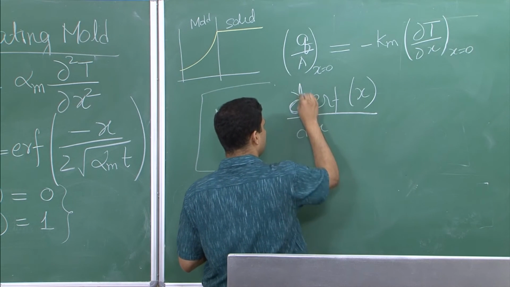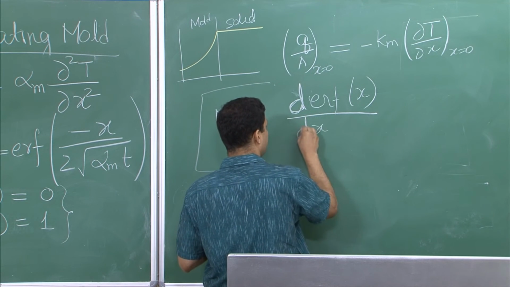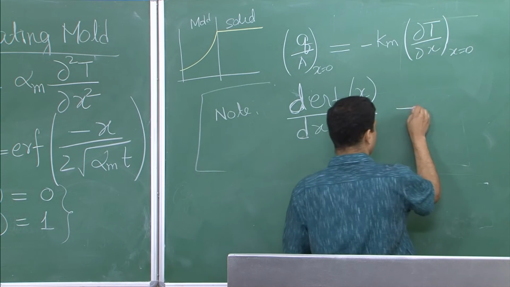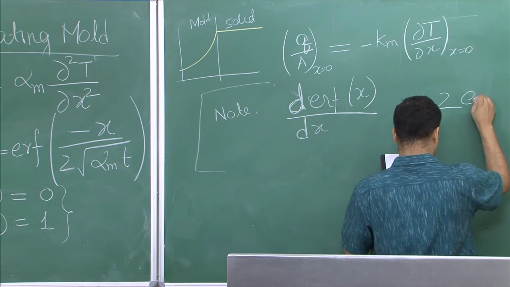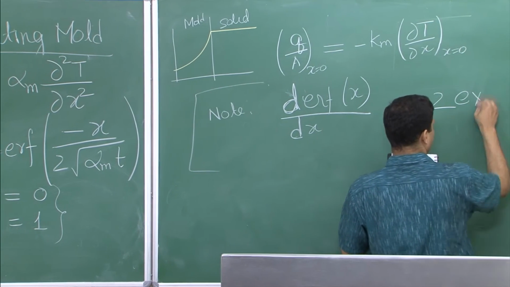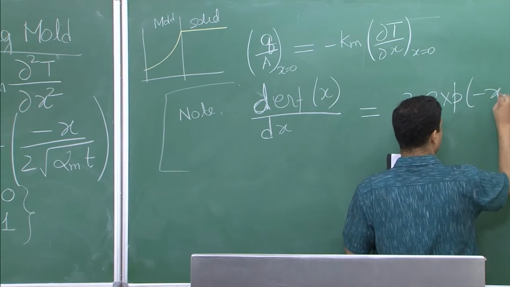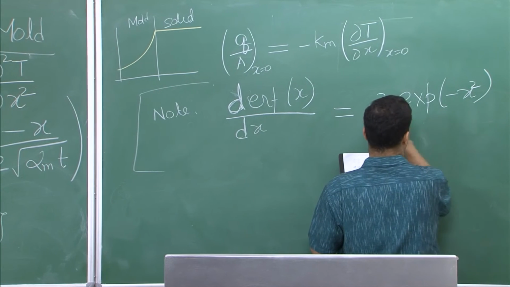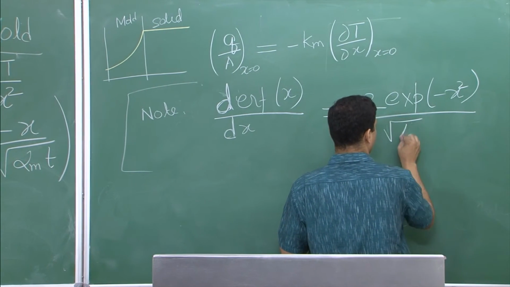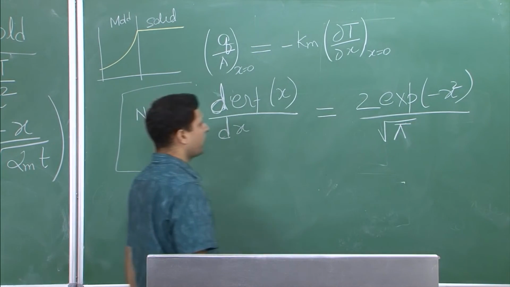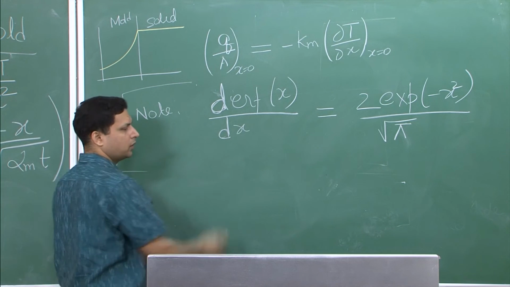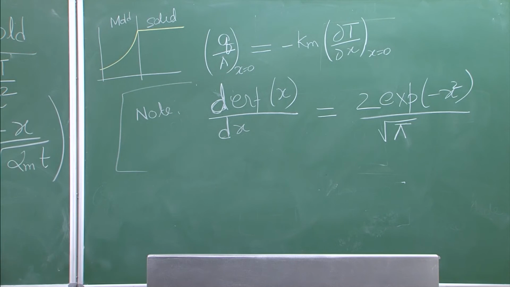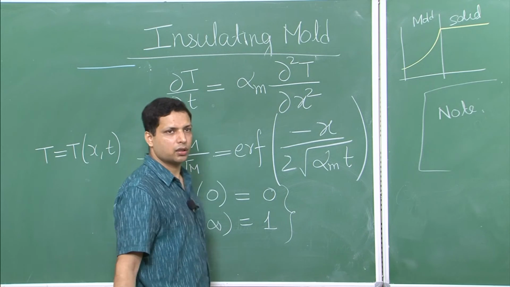So, this is differential, not del. Differential of ERF x is given by this. Now, if you know this, then we will be able to differentiate our equation.